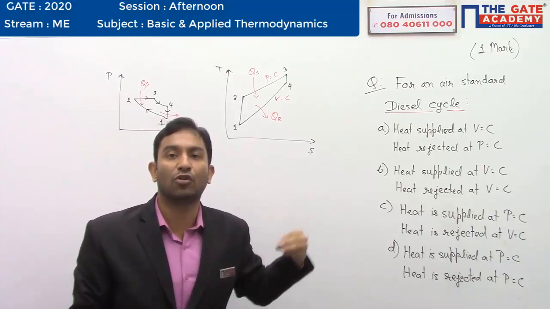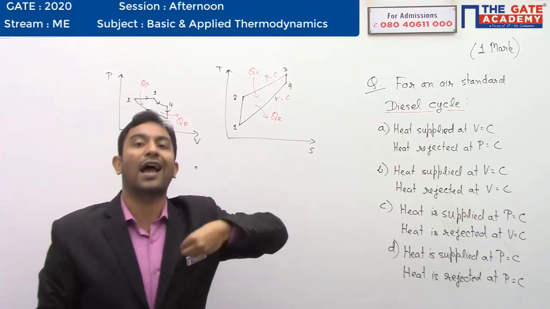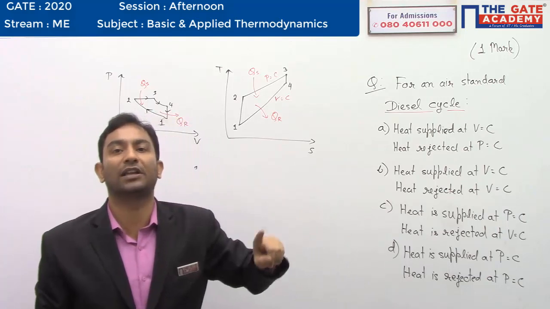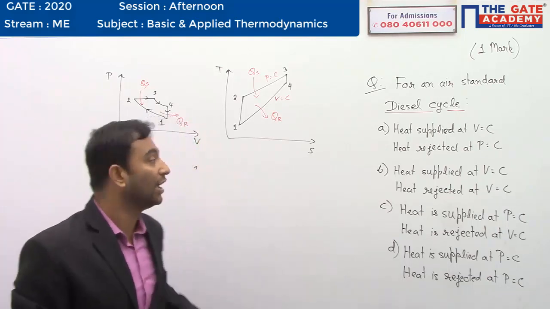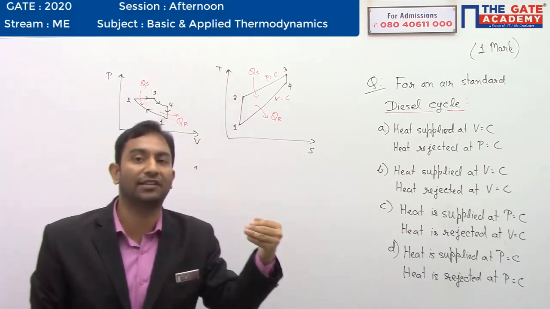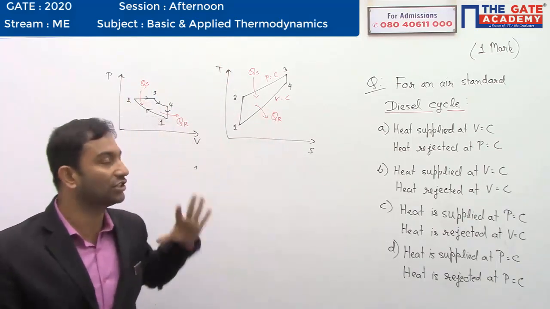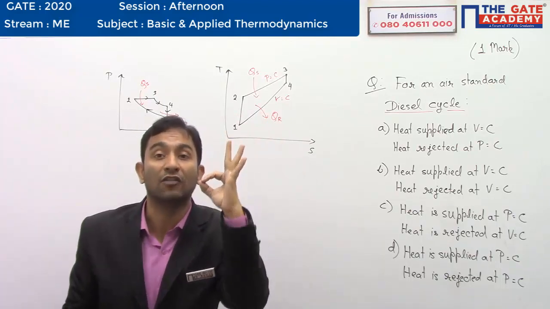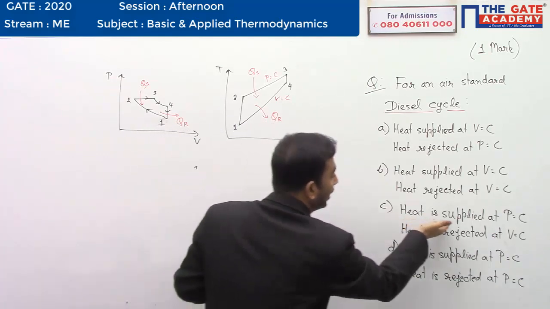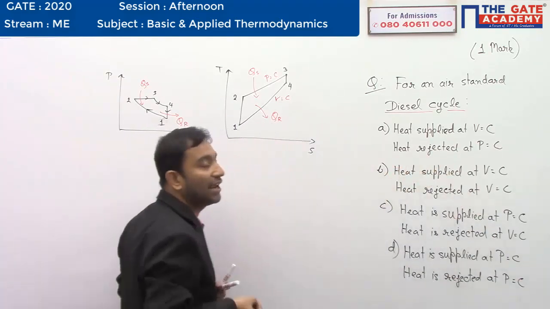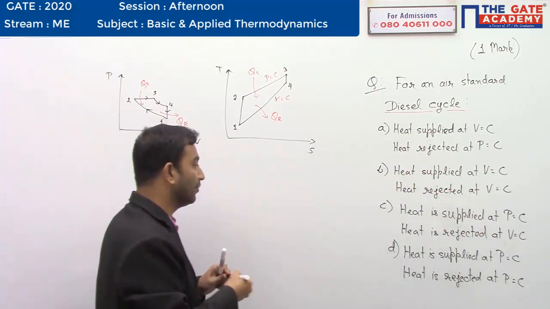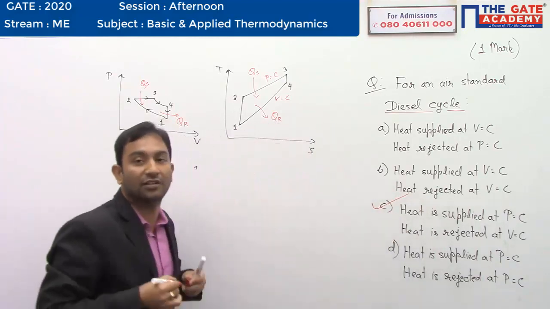Anyway, that is not our main motive. The main motive here is to find out what is being kept constant when your heat is being supplied and what is being kept constant when heat is being rejected. Now we can easily see in the graphs that heat supply is taking place at constant pressure and heat rejection is taking place at constant volume. So if I match with my options over here, option C has heat supplied at constant pressure and heat rejected at constant volume. So my correct option here will be option C.